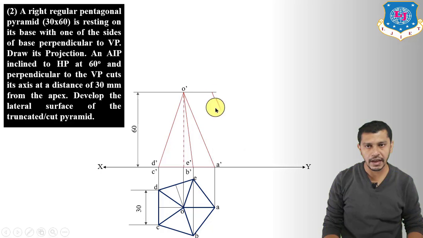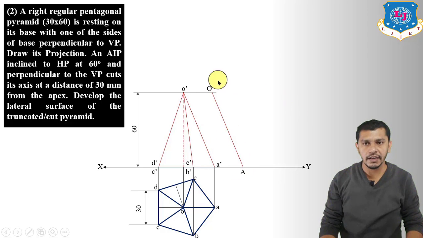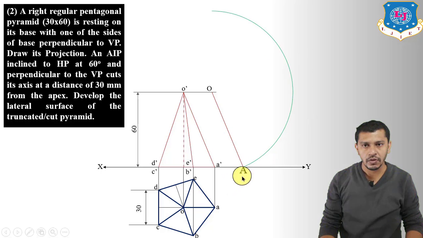So first of all, draw a line having length equal to O dash A dash and parallel to O dash A dash over here. This will be our O and this will be our A. Now taking center at O and radius equal to O to A, draw an arc, and on this arc give another arc measuring from A with radius equal to the length of the base edge. So measure 30 mm, put your ruler over here, give 5 arcs on this arc. So 1, 2, 3, 4, 5.